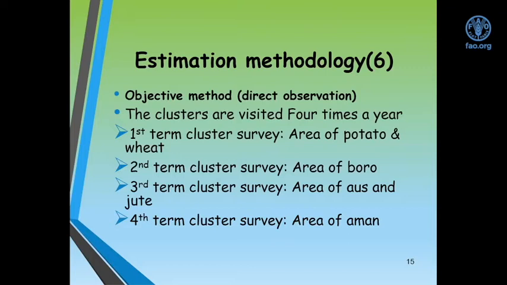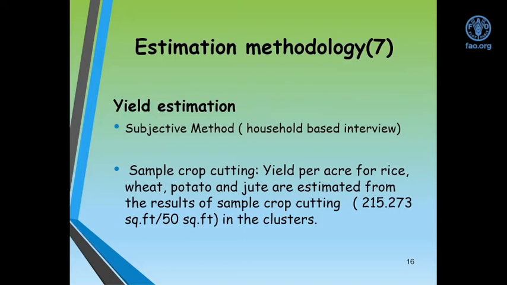Now the estimation methodology. We go for the direct observation method. That means clusters are visited 4 times in a year. The first time cluster survey, we get potato and wheat crops. The second time cluster survey, we get potato. The third time, we get rice and jute. And the fourth time, the area of almond. Then we calculate the yield estimation.